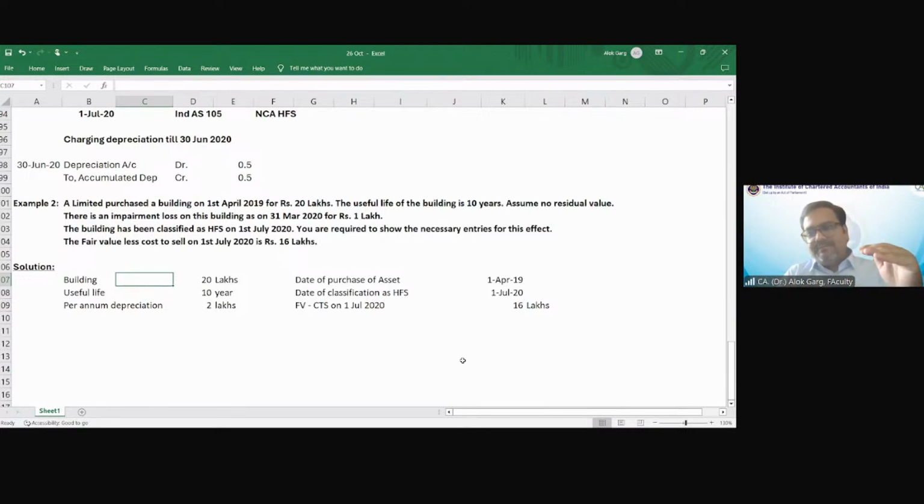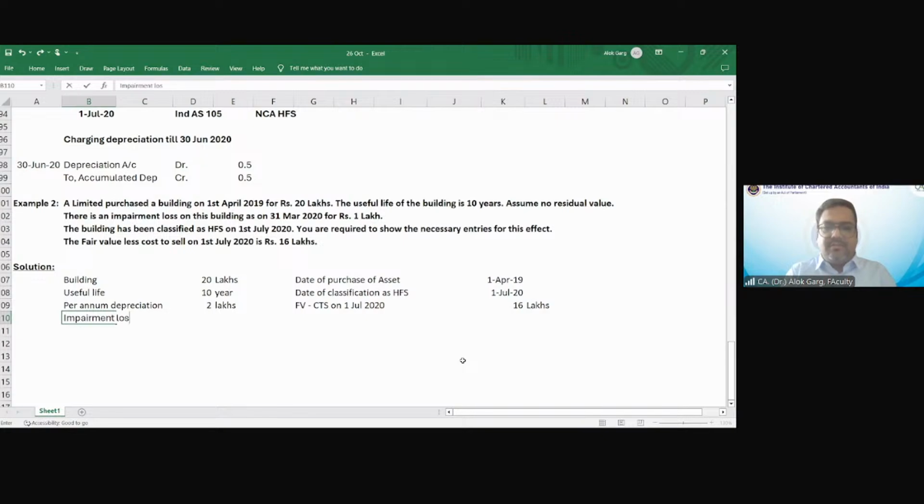First of all, the building is purchased at 20 lakh rupees. Simple. You will debit your building by 20 lakh and credit your bank by 20 lakh. Then what you will do? Year end will come. At year end, what will you do? You will charge depreciation, right? So you will depreciate. Depreciation account debit to accumulated depreciation 2 lakh. Right? Any problem? That is fine, right?